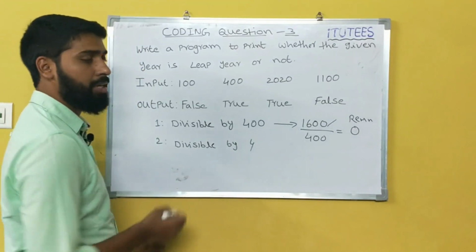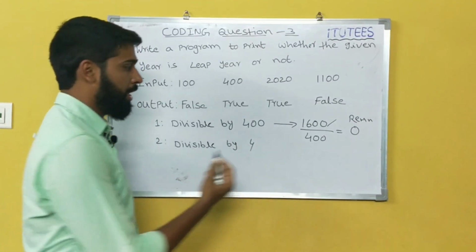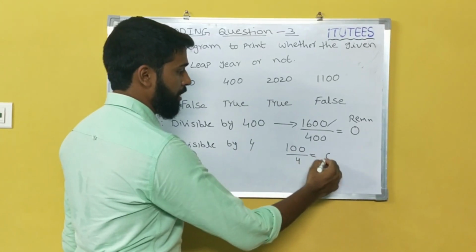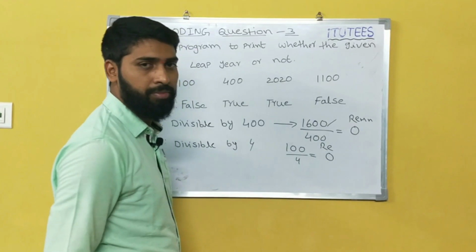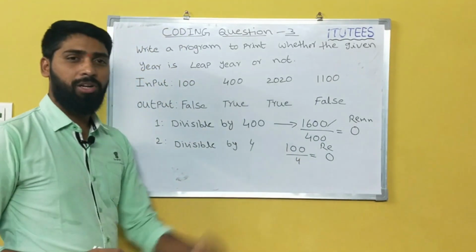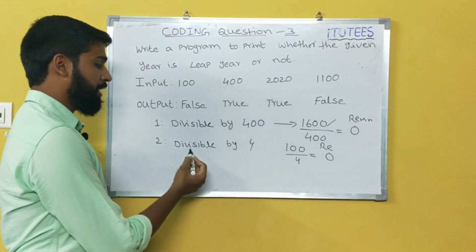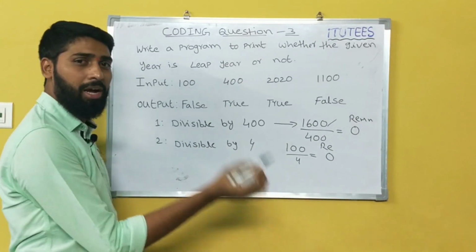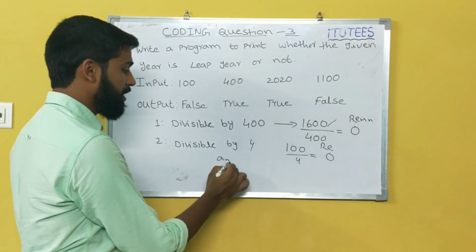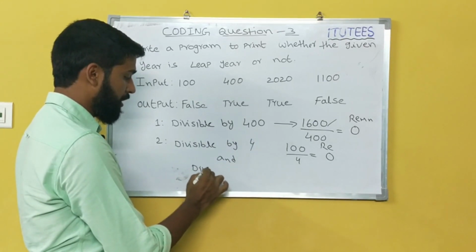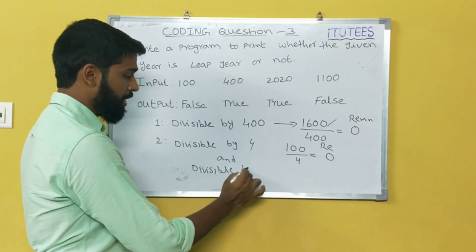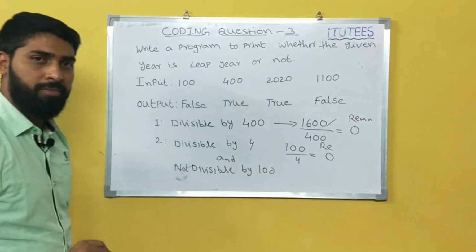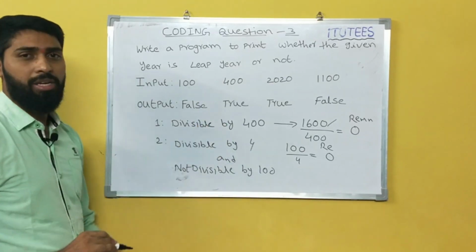Now we go to the second case, divisible by 4. I am taking the number 100. 100 divided by 4, remainder is 0. But 100 is not a leap year. That means when you are checking the second condition, divisible by 4, then we can check another condition. The condition is it is not divisible by 100. Then only we say that the given year is leap year.